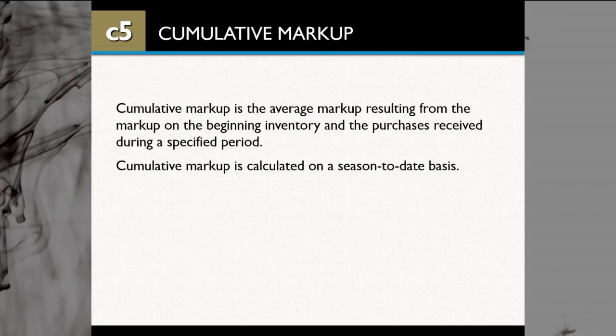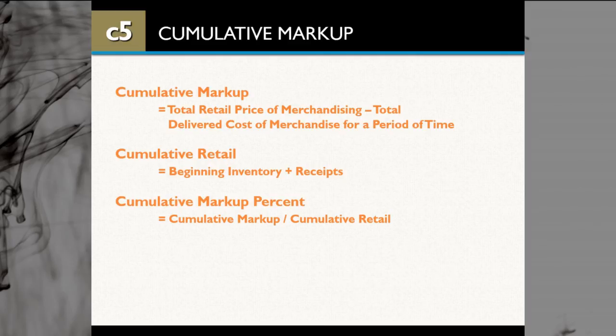So your cumulative markup is the average markup resulting from the markup on the beginning inventory and the purchases received during a specified period. And your cumulative markup is calculated on a season-to-date basis. Then how can you calculate this cumulative markup? Let's look at the next slide about the formula to calculate the dollar cumulative markup and also the percentage of it. First, your dollar cumulative markup can be calculated as your total retail price of merchandise minus total delivered cost of merchandise for a period of time.